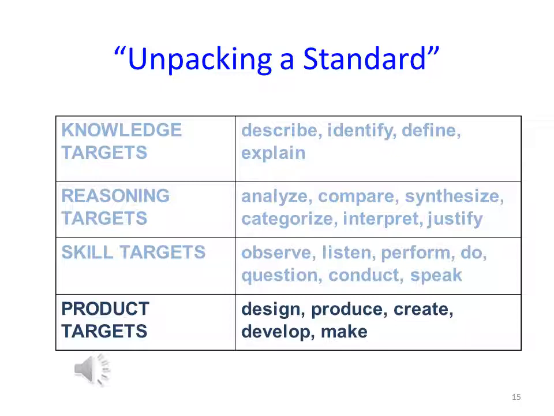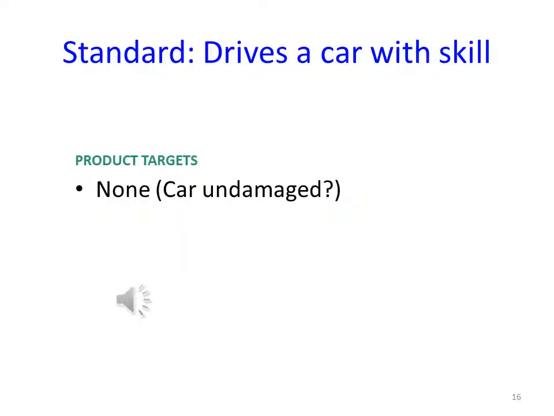So let's get back to driving a car with skill. Okay, now you know I'm stretching. The standard is drives a car with skill. What would the product targets be? An undamaged car? Successfully getting from point A to point B without an accident? I'm not coming up with one, and maybe you've got a better one. But again, this illustrates not all standards will have all 4 target areas, but a good standard will have more than one.